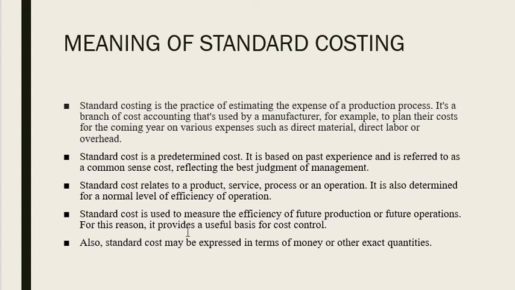So, as we know, selling price minus cost price gives you profit. So, your cost price should be less than your selling price. The more you reduce your cost, the more your profit will increase. So, when you set up a predetermined cost or a standard cost, it will help you to measure and increase the efficiency, and your future production and future operation will improve. So the main target of the standard cost is to have control over the cost. Also, standard cost may be expressed in terms of money or other exact quantities. So when we go through the problems, you will understand how standard cost is used.